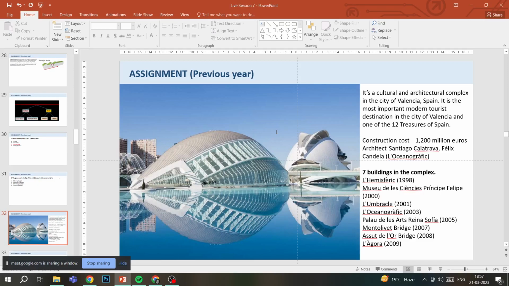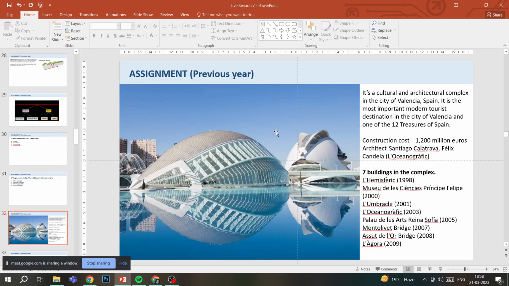Because I have actually visited this place, I can very easily remember what all those buildings look like. But if you want to be able to answer these questions, you have to remember how these buildings look. So you have to search the names, learn a few facts about it, and then you will clearly remember them. This complex has 7 buildings, and 6 of them are designed by Santiago Calatrava, a very famous Spanish architect and structural engineer.